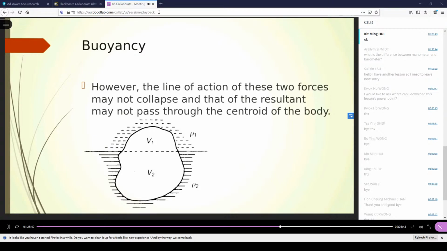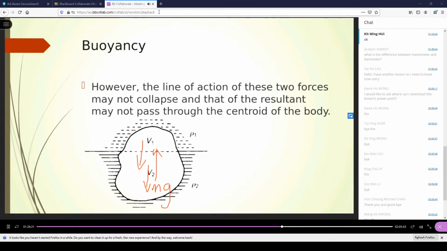Sometimes the lines of action of the two forces may not be the same. That is, sometimes the force acts in this direction, sometimes in that direction. Now remember, your object still has a mass. So if you take moments about the center of gravity, the moment has to be zero. But it doesn't mean that the force of the upper part has to be in line with the other force, right?